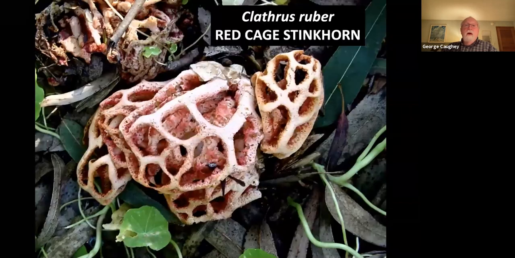So an interesting strategy. And then Clathrus, this red cage stinkhorn. This is the only stinkhorn I'm showing here, I believe. But it's a beautiful mushroom that's almost confined to wood chips, in this case, eucalyptus. It's often seen in eucalyptus chip. In fact, it's thought to be an import from Australia. So it would be an exotic species that came over on mulch or something like that.